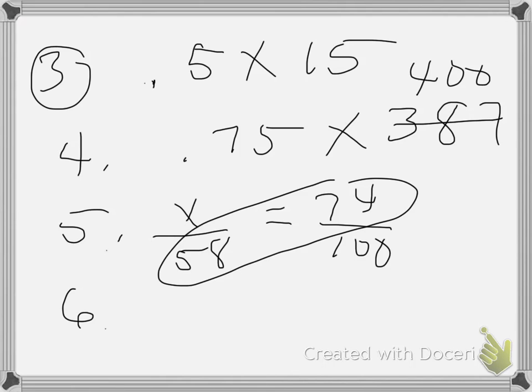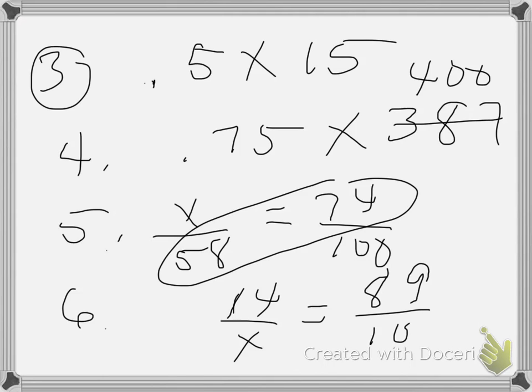And number 6, 80% of what number is 14? So 14 over x equals 80%, percent over 100. So it's is over of. So that'll be 80 over 100. Okay, and so you would cross multiply like we did before, right there. And then divide by 80.